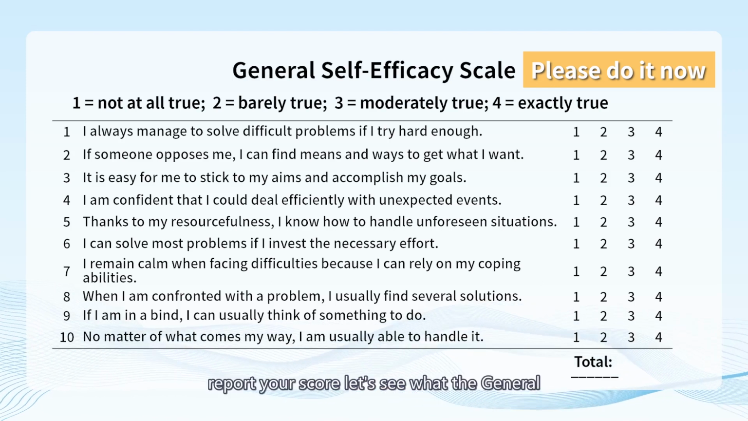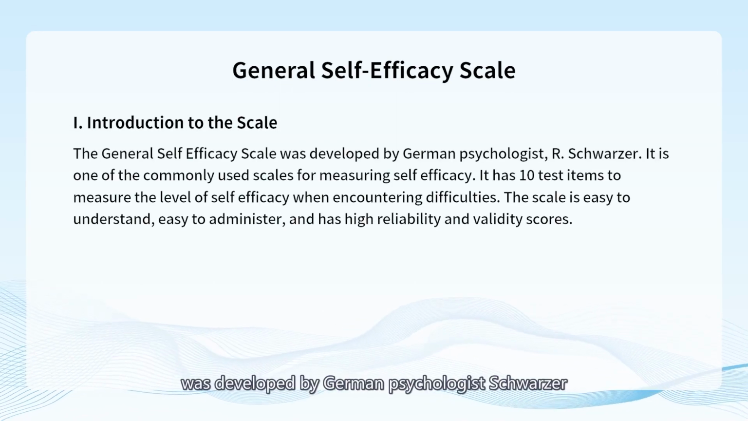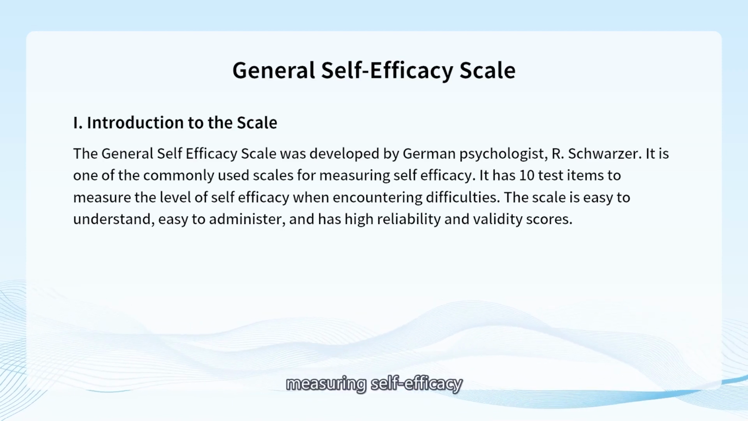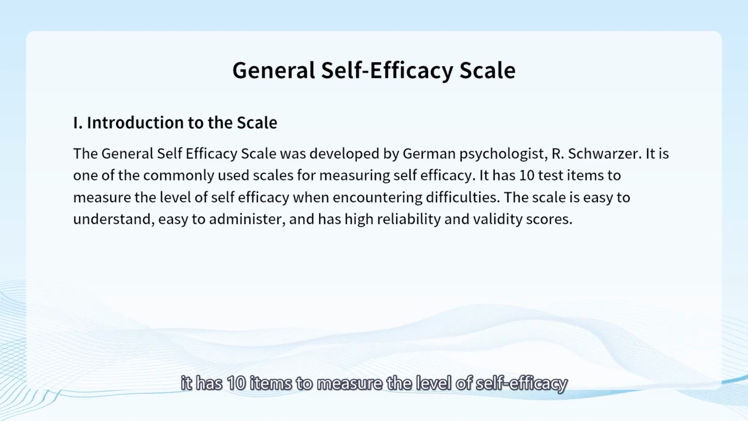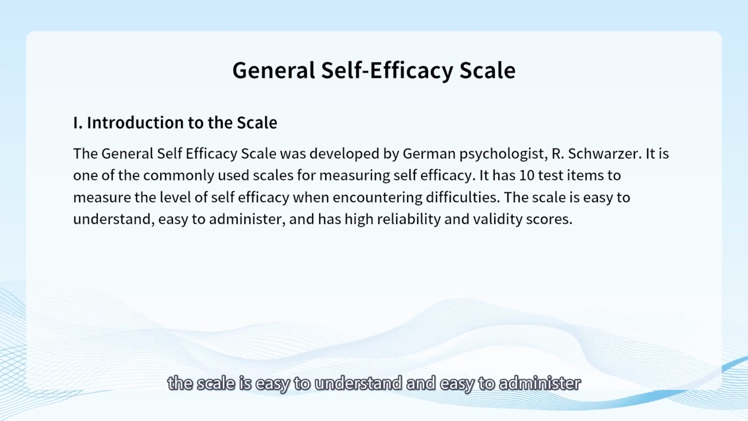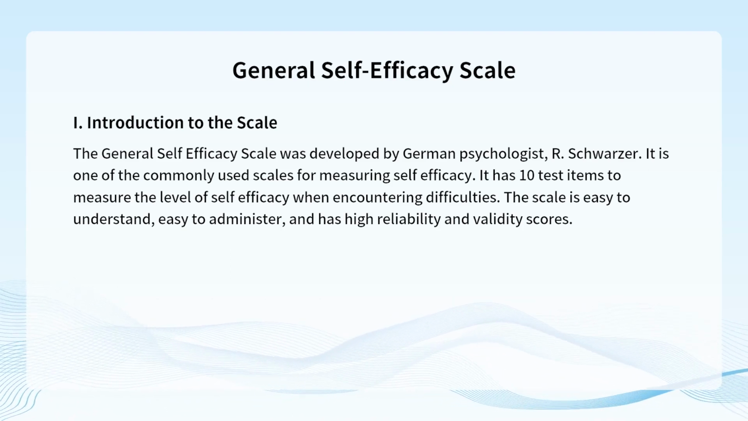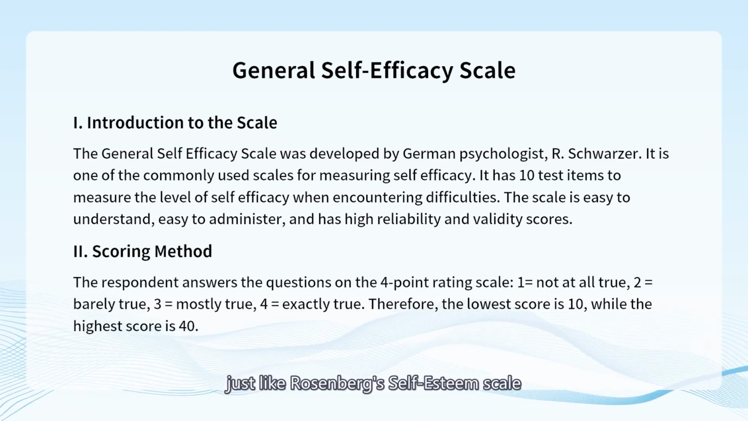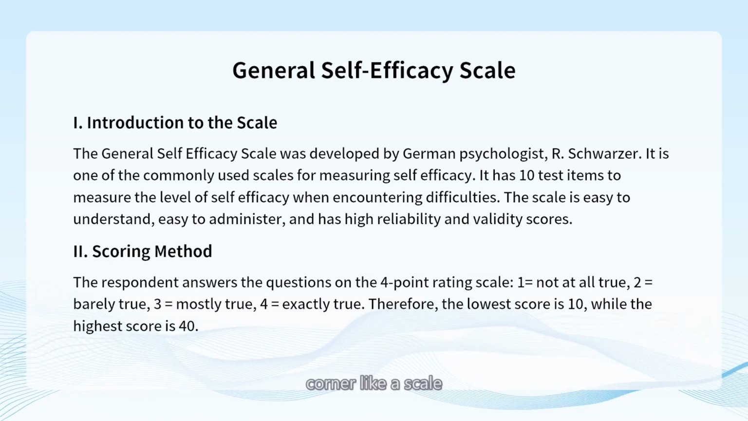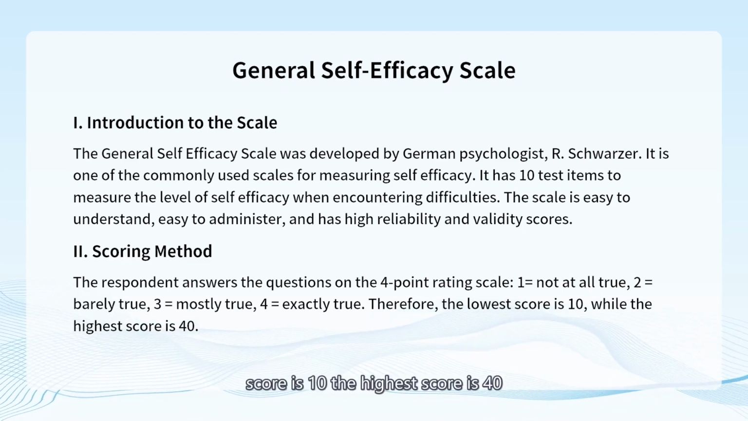Well, before you report your score, let's see what the general self-efficacy scale is. The general self-efficacy scale was developed by German psychologist Schwarzer. It is one of the commonly used scales for measuring self-efficacy. It has 10 items to measure the level of self-efficacy when encountering difficulties. The scale is easy to understand and easy to administer, and it has high reliability and validity scores. The scoring method, just like the Rosenberg scale, has the respondent answer questions on a 4-point Likert scale. The lowest score is 10, the highest score is 40.